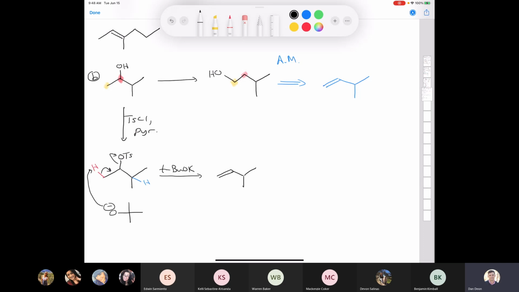I get the Hofmann alkene, and then I just treat this in the first step with boron and THF, followed by hydrogen peroxide and sodium hydroxide. Boom. There we go. Give me a thumbs up if you follow me on that one.